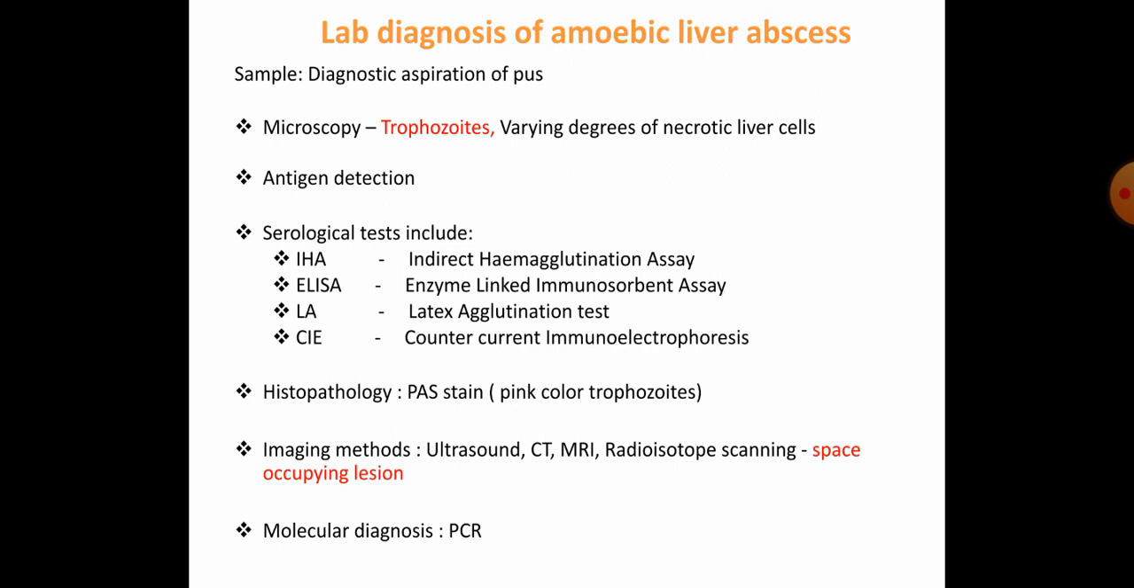In any case of abdominal pain, most of the time we ask for an ultrasound. If nothing can be detected in the ultrasound, we can also go for other imaging techniques, like CT, MRI, and radioisotope scanning, and in all of them you will find what is called a classical space occupying lesion. Lastly, we can also do a molecular diagnosis by PCR.